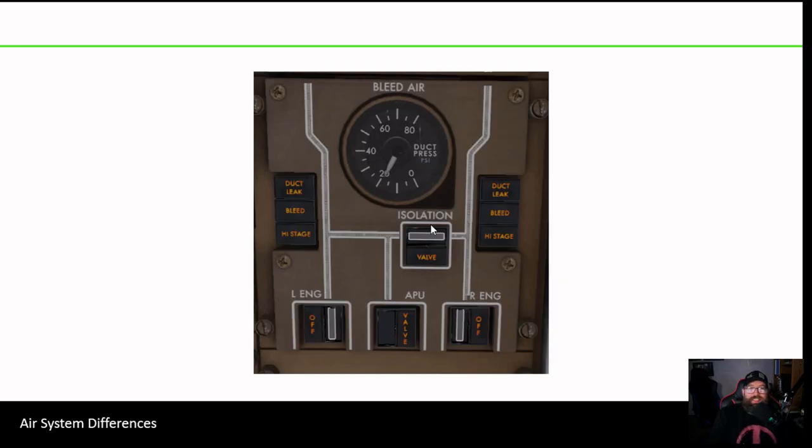As you can see, you've got duct leak, bleed, and high stage lights, just like you do on the 7.6. Now, on the 7.6, you may see an RSVR light. Same thing on the 7.5. Sorry, I'm talking two different systems. In this particular case, I have duct leak, bleed, and high stage. I could have a duct leak, bleed, and overheat on the 7.6, so that high stage goes away on the 7.6.